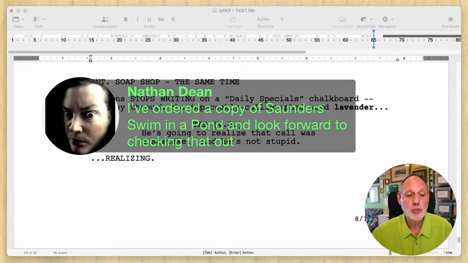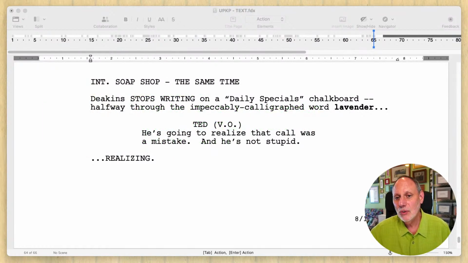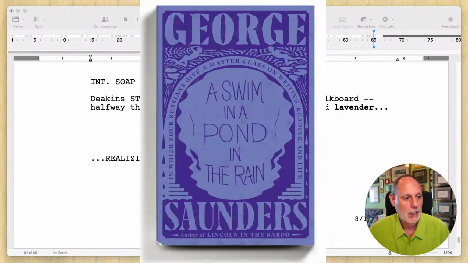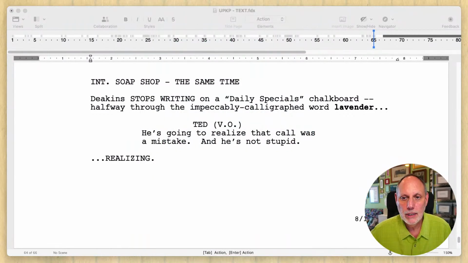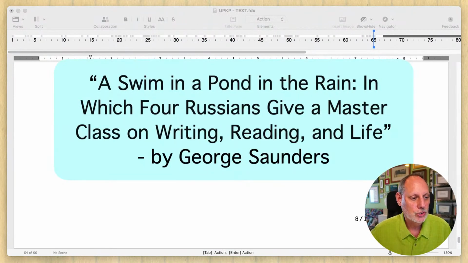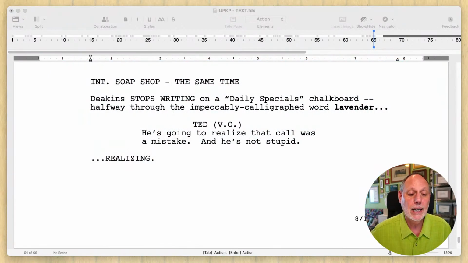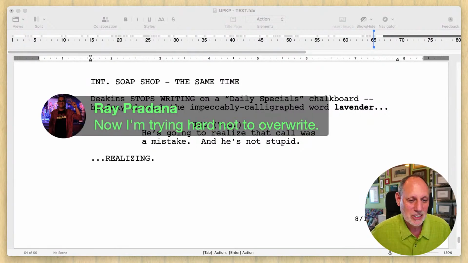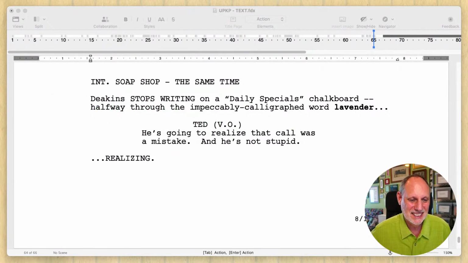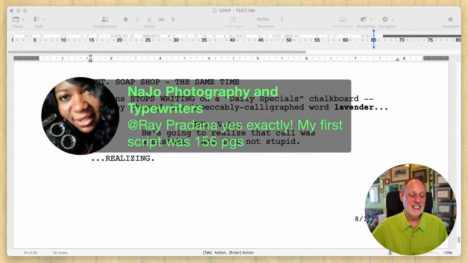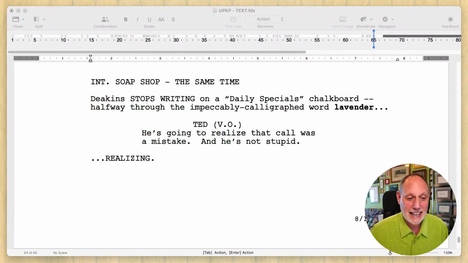Ordered a copy of Saunders' Swim in a Pond. Yes, once again, I cannot recommend enough this George Saunders book, A Swim in a Pond in the Rain. It is by George Saunders, and I really think it's great for any kind of writing. Now Ray is trying hard not to overwrite. There's always something, huh? Yes, it is hard to get down there.